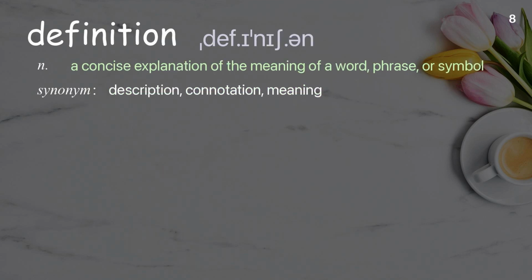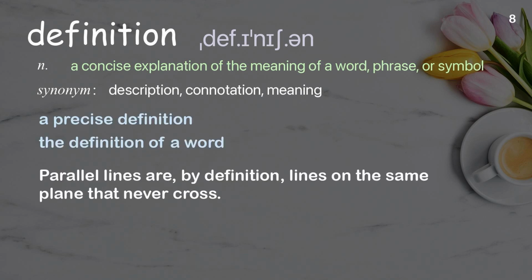Definition. A concise explanation of the meaning of a word, phrase, or symbol. Examples. A precise definition. The definition of a word. Parallel lines are, by definition, lines on the same plane that never cross.